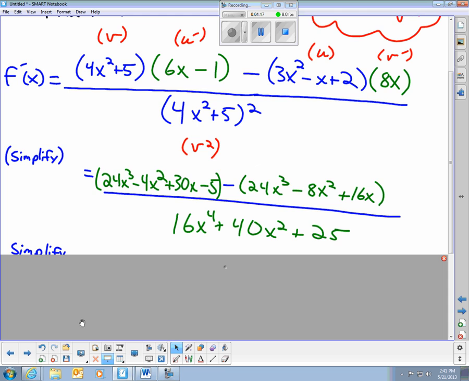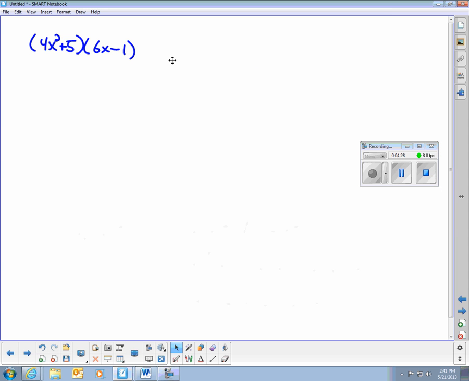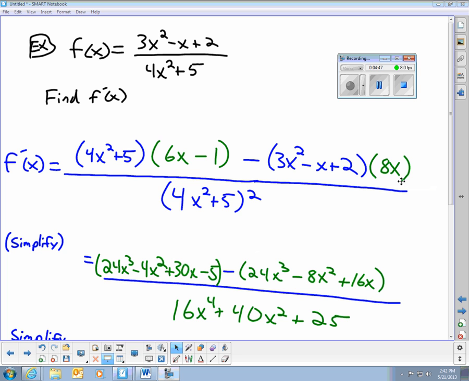Okay, so expanding out the first term, I'll go ahead and show that. 4x squared plus 5 times 6x minus 1. Just using the distributive property, we get 24x cubed minus 4x squared plus 30x minus 5. No like terms to combine, and there is our first term. Our second term is just using the distributive property with the 8x, and we get 24x cubed minus 8x squared plus 16x.